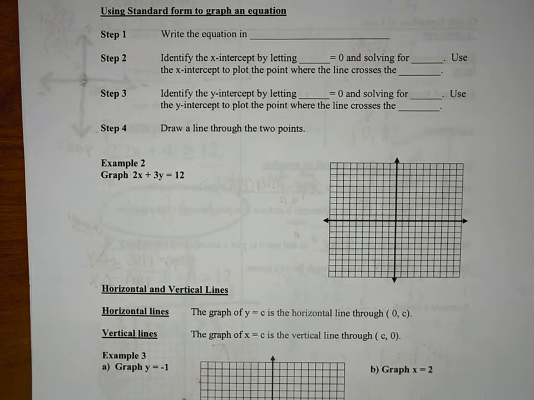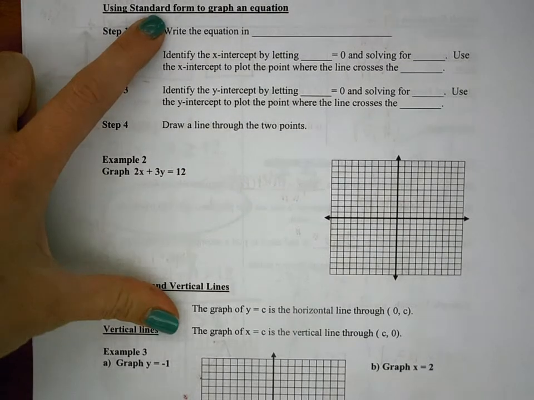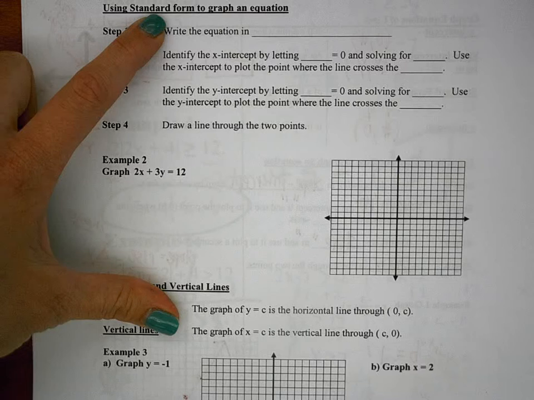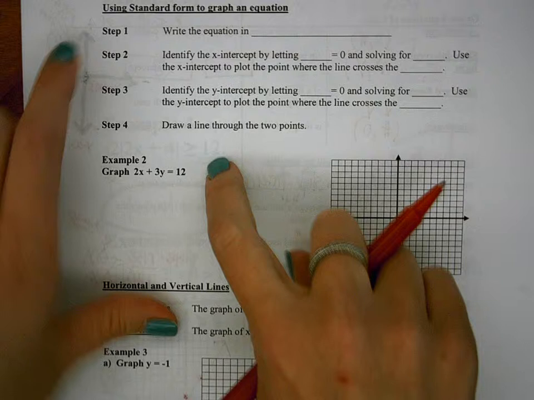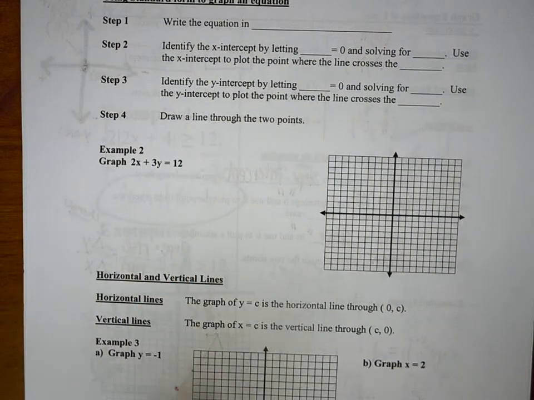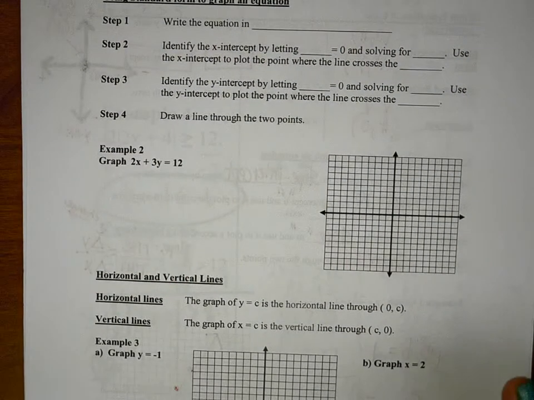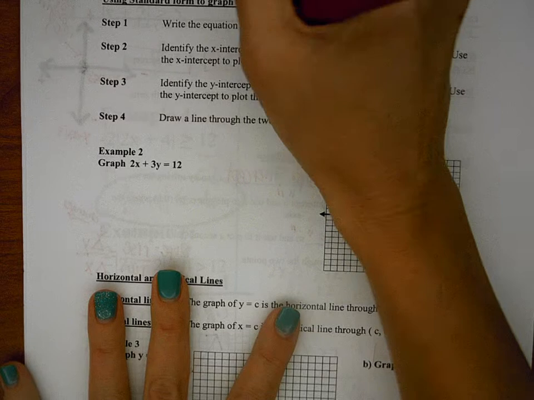So if you don't like graphing using standard form, even though the directions say graph it in standard form, you can still change it to slope-intercept form and you'll get the same answer. You'll still make the same line. Okay? But I'm going to show you both ways because sometimes standard form is easier. Okay? So the first thing you would do is write the equation in standard form.